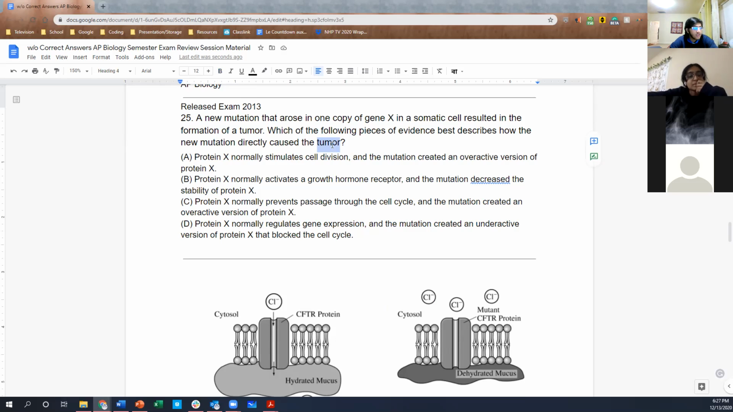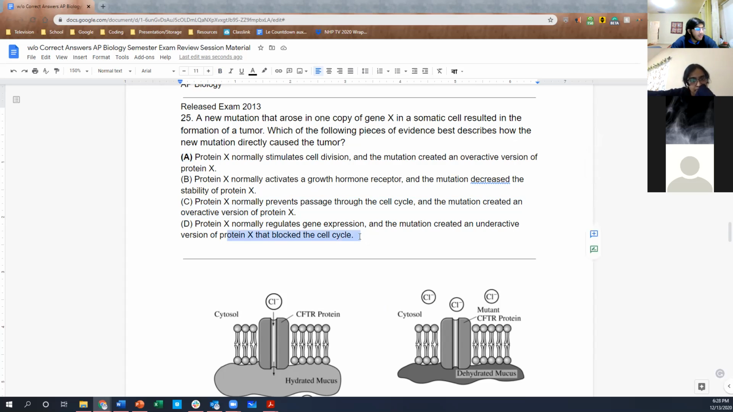Cancer? Yep, cancer. Tumor has to do with cancer. And what is cancer? Uncontrolled cell growth. Yep, uncontrolled cell growth and division. So which of these answer choices? So A? Yes, it is A. Okay. Because protein X, if it's mutated, it creates an overactive version and then it becomes uncontrolled, right? If it's decreasing the stability of protein X, potentially, but that doesn't really answer the question. Overactive version of protein X, but once again, that doesn't answer the question.